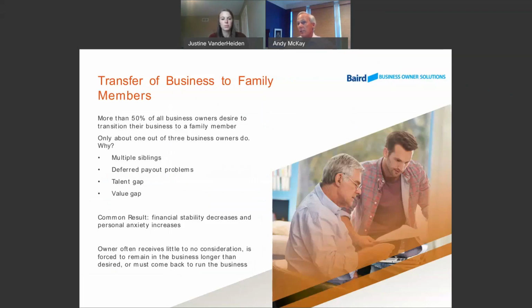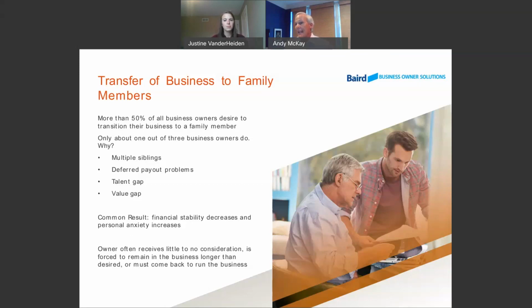More than 50% of all business owners would like to transition their business to a family member. Only less than a third actually do that. And why is that? One is value gap. In many cases, there's a disconnect between what the owner generation wants out of the business and what the next generation of owners can pay or wants to pay.